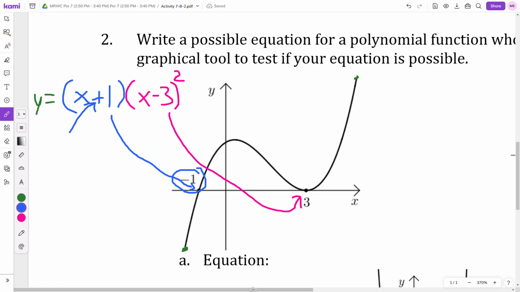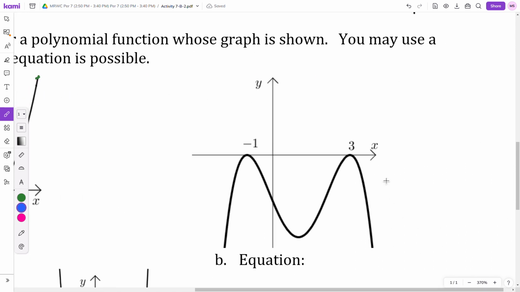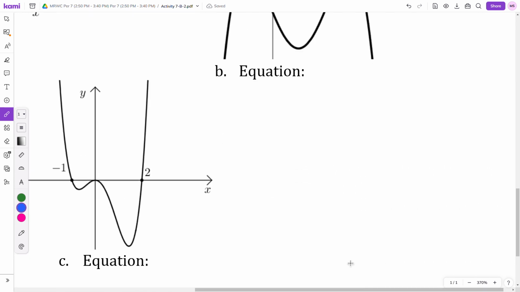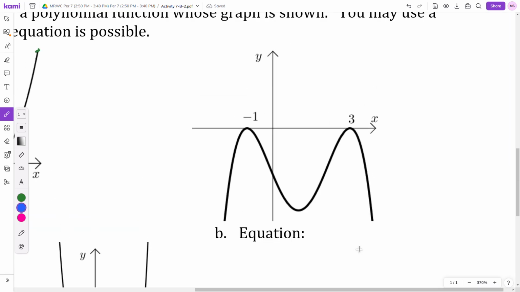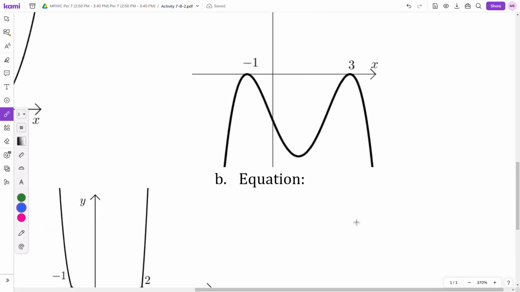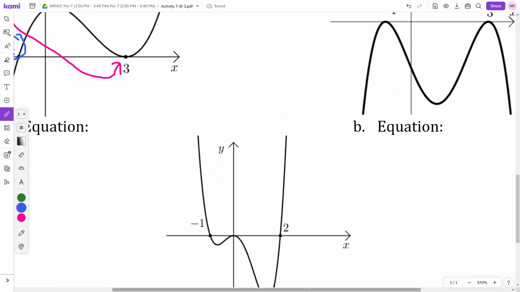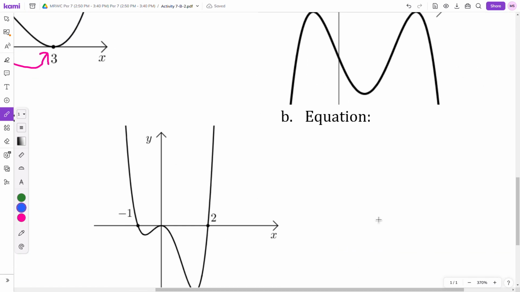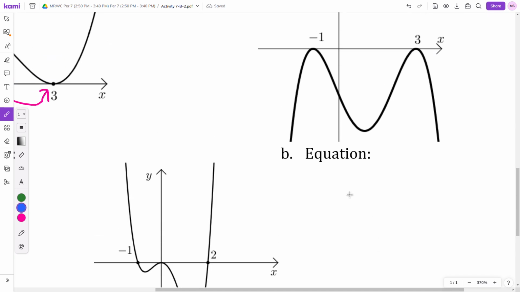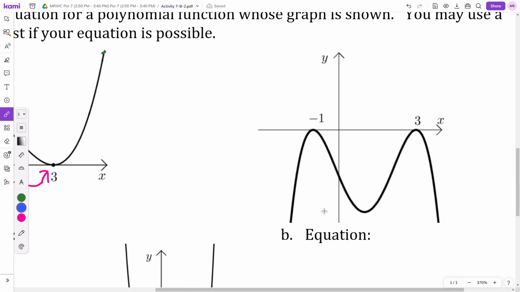All right, ready for the next one? Ooh, yum. Let's see. Oh, yes. Which one do you want, B or C? Okay, fine. I'll do B. I just did the whole thing again, didn't I? It's okay. It'll allow us to move on.